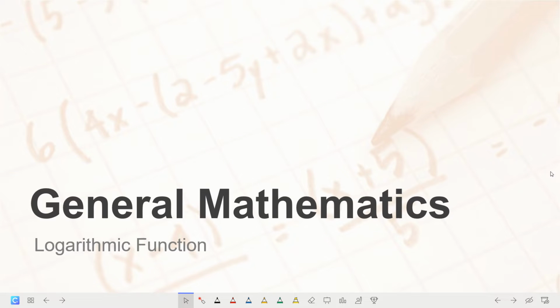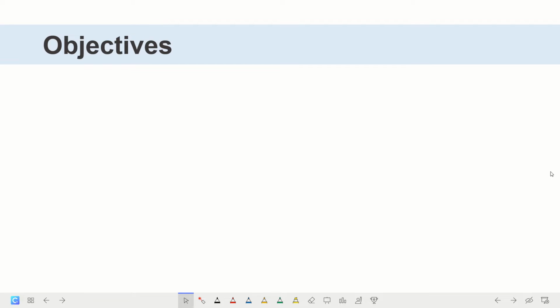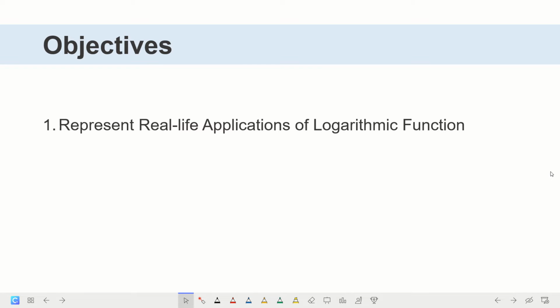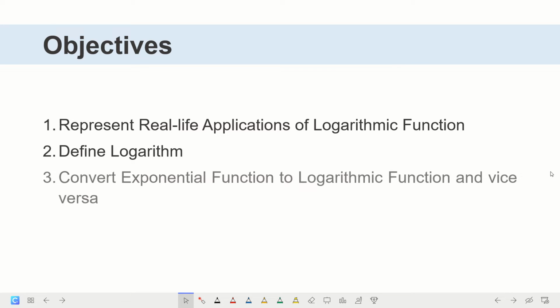Welcome to General Mathematics. So in this video, we're going to look into the different concepts that are related to logarithmic functions. So our objective for this video is to represent real-life applications of logarithmic function, define logarithm as well as logarithmic equation, and to convert exponential function to logarithmic function or convert exponential equation to logarithmic equation and vice versa.